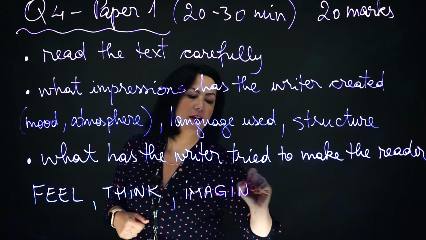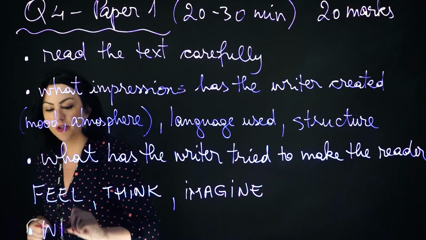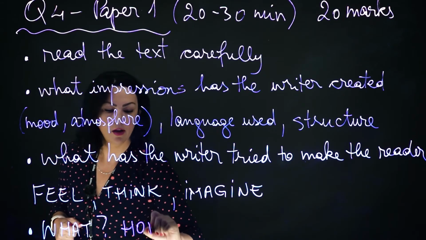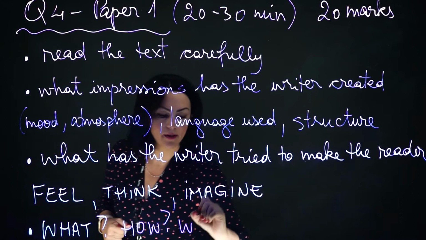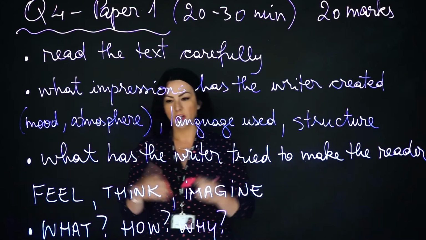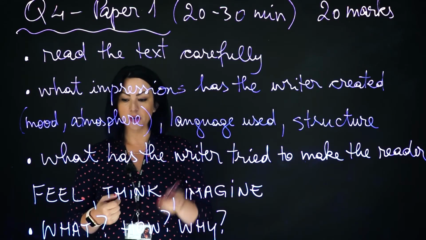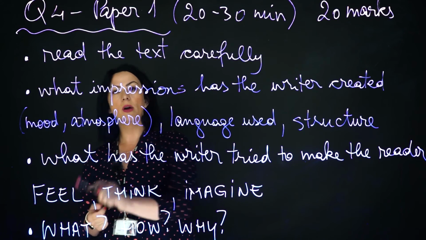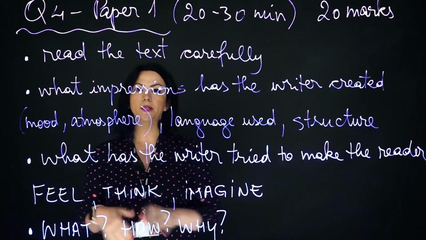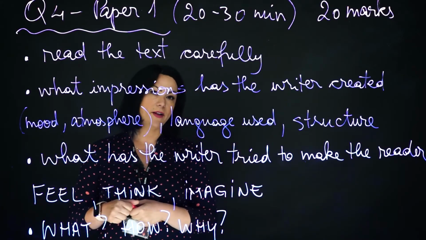When we talk about evaluation, it is very important to answer the question what, how, and why. So these are questions which enable us to have a critical thinking and evaluate a situation. So first of all, you need to think about, what has the writer tried to say here? How has the writer managed to convey this impression, and why? And how is this effective?